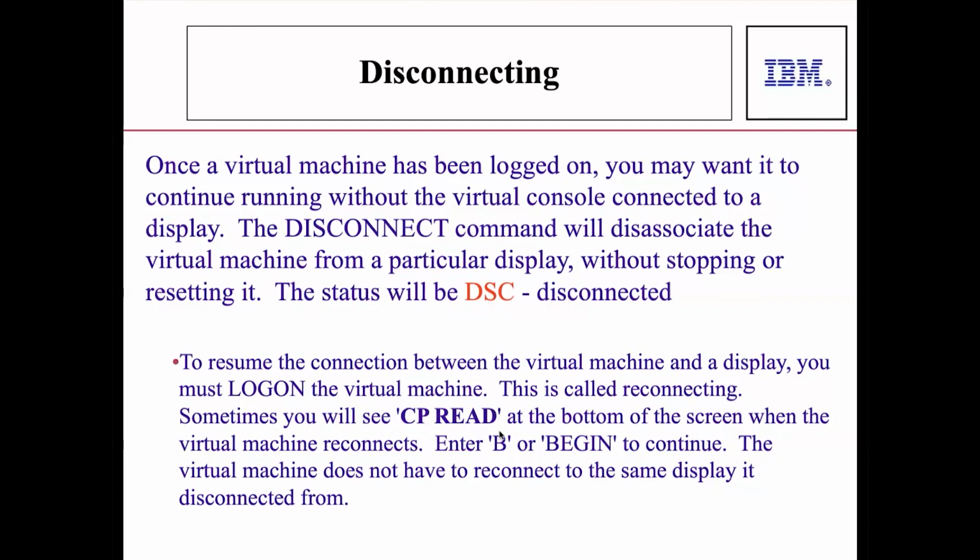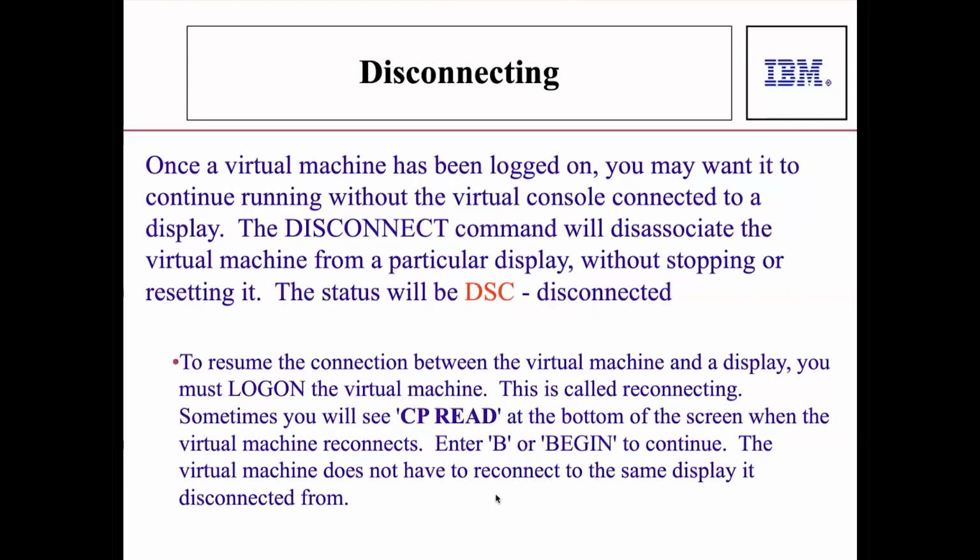What if something's running, maybe looping or something like that, and you want to stop it or see what's going on with it? Well, you want to stop that virtual machine running, and it says CP read, and it's waiting for you to do something. Typically, when you're running CMS, you just want it to go back into running CMS and entering CMS commands. So you have to enter B or begin to continue it.